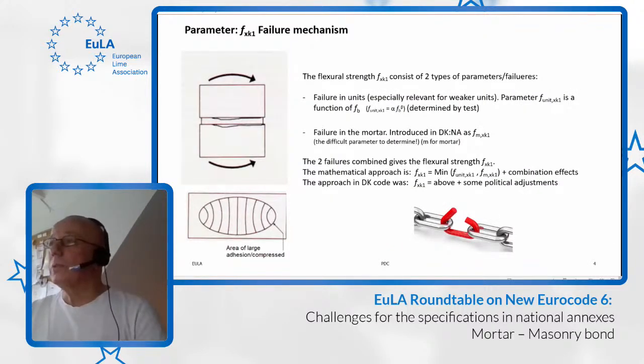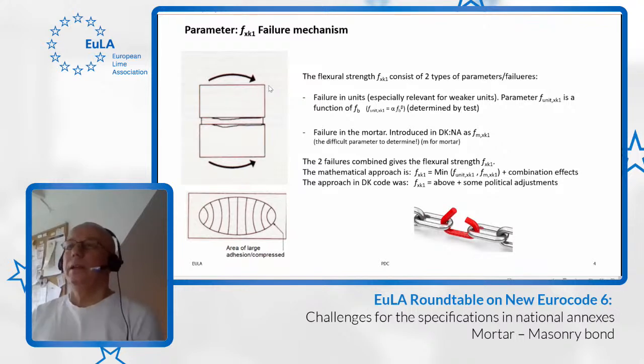Let's go through the parameters where adhesion has influence to see how they actually work. We have Fxk1, bending strength parallel to horizontal joints. This actually consists of two types of parameters. We have the failure in the units, especially when we have weaker units, and then we have the failure in the mortar. Those are two different failures.